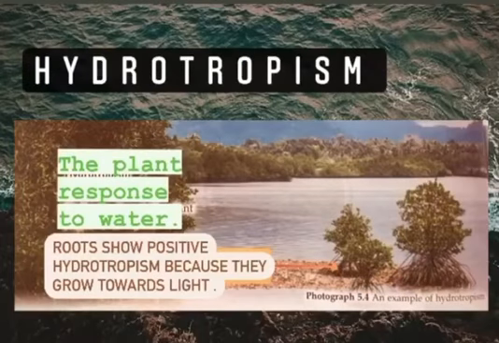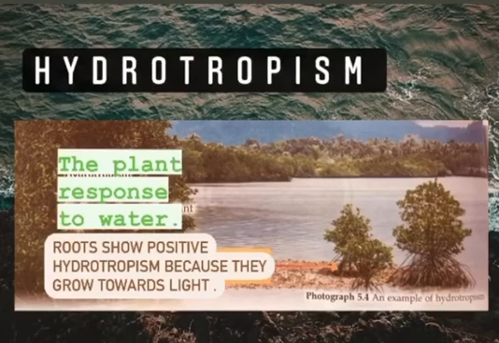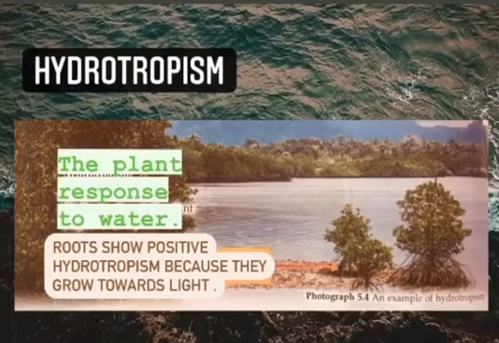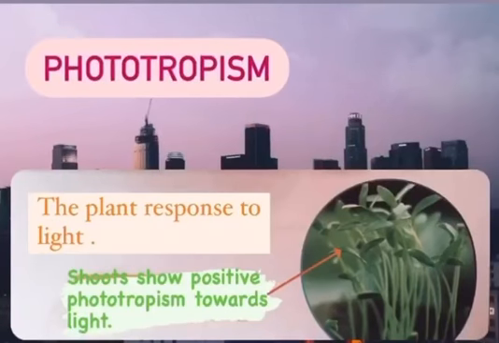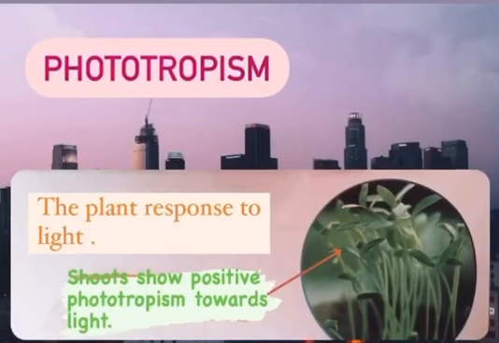Next, hydrotropism, the plant response to water. Roots show positive hydrotropism because they grow towards water. Phototropism, the plant response to light. Shoots show positive phototropism by growing towards light.